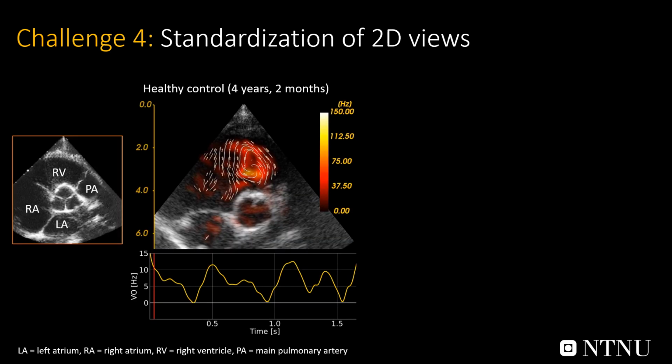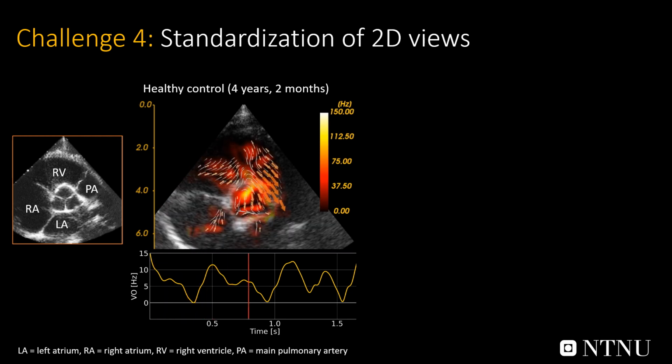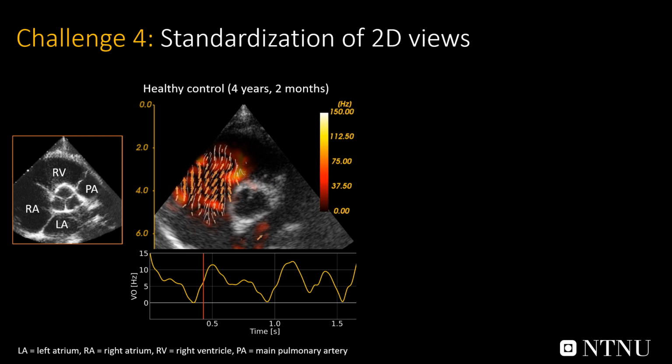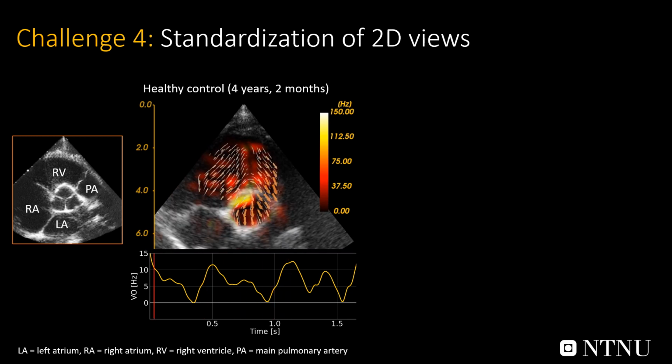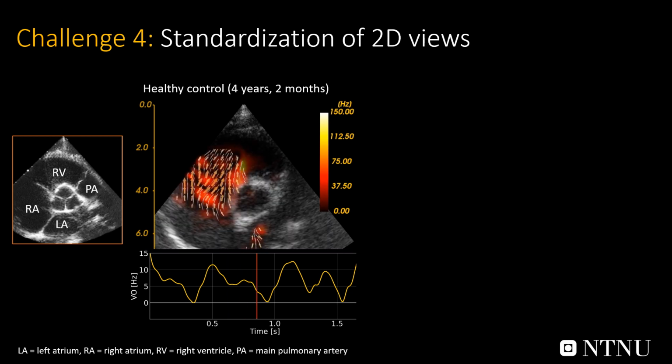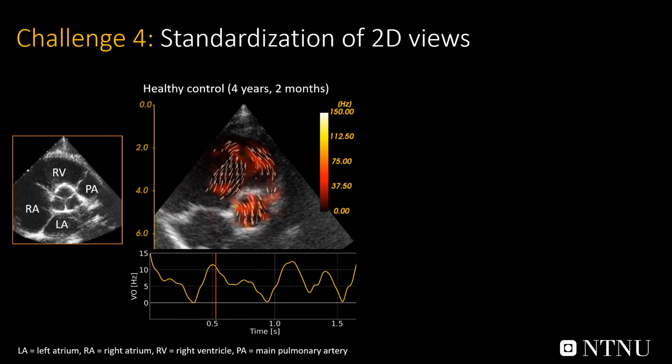As long as we are in 2D, standardization of imaging views is important if we want to extract and compare quantitative measurements. Here is an example from a right ventricular 3-chamber view of a healthy 4-year-old. In this view, we have the right ventricle on top, and in an optimal view, we can see both the inflow to the ventricle and the outflow to the pulmonary artery. In the video, we nicely see both the inflow and the outflow, in addition to the vortex formation in the main chamber. In the panel below, we can see the average vorticity in the ventricle as a function of time.